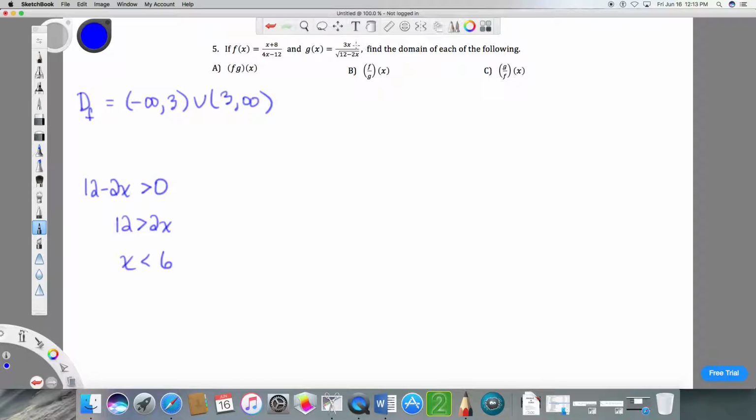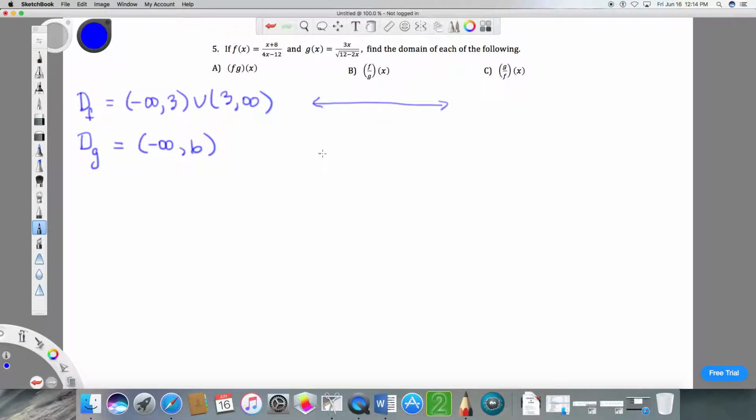If you plug in values that are bigger than 6, then this is going to be taking too much away from 12, and it's going to be a negative value. So the domain for g is from negative infinity up to 6, but excluding 6. So we're going to use these two domains to help us in part A define the domain of this new function f times g. So let's make a picture.